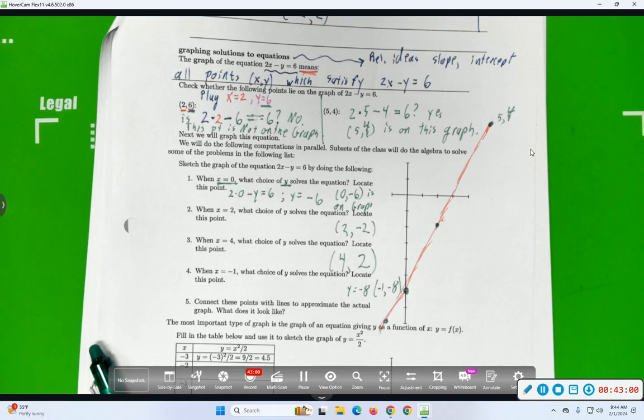Well, how would you describe the resulting object? Line. And you all knew that. You were telling me it's a line repeatedly for the past several minutes. In fact, let's even drop a word like slope. What would you say the slope of this line seems to be? 2, I think. And we'll talk about slope in detail in the coming days.